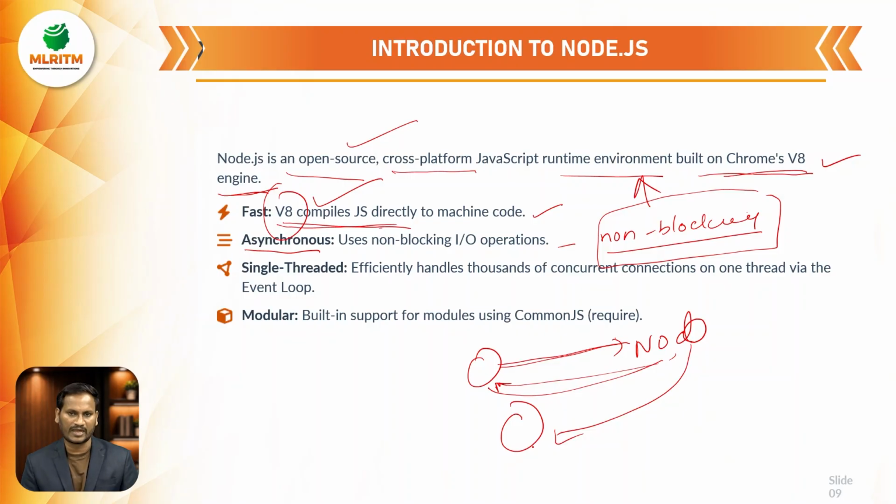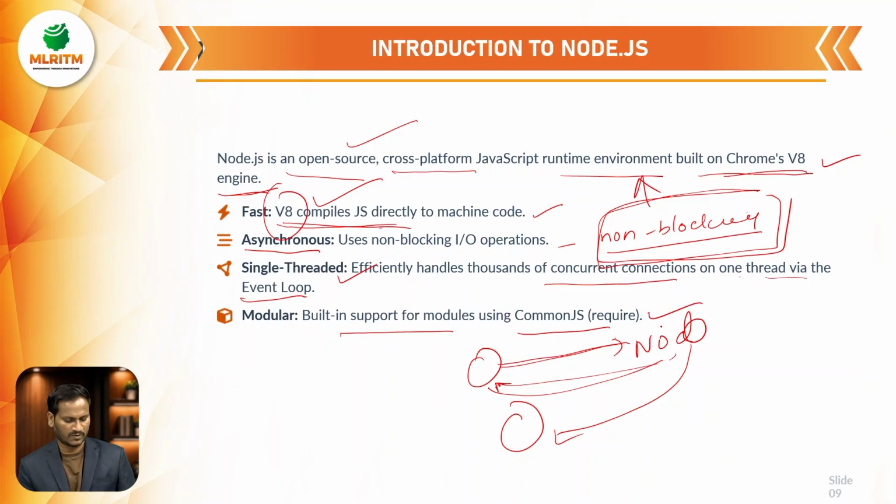That is why Node.js is famous. It won't take instructions one by one, process, and give back. It takes a number of inputs from the users and gives responses at a time. This is a special feature of Node.js. Single thread: it efficiently handles thousands of concurrent connections on a single thread by the event loop. Modular: built on support of modules using CommonJS require. This is about Node.js.